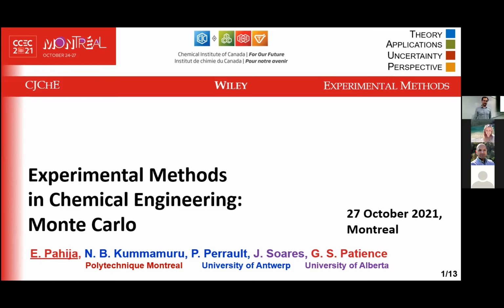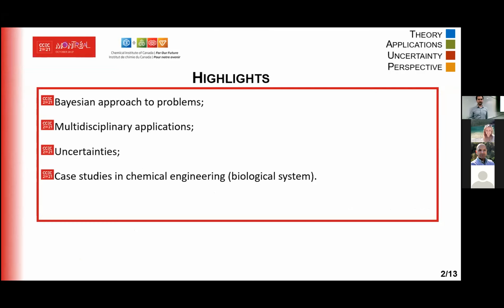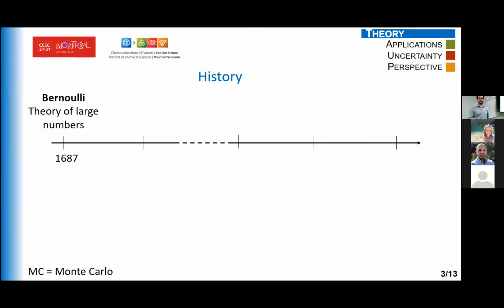Okay, hello everyone. This morning I'm going to talk about Monte Carlo applications in chemical engineering. Very briefly, the highlights of my presentation will include some introduction to the Bayesian approach to engineering problems. Then I will talk about the broad variety of applications we can find for Monte Carlo methods. I will then touch on uncertainties of these methods, as well as introduce a case study in chemical engineering, and in particular in a biological system.